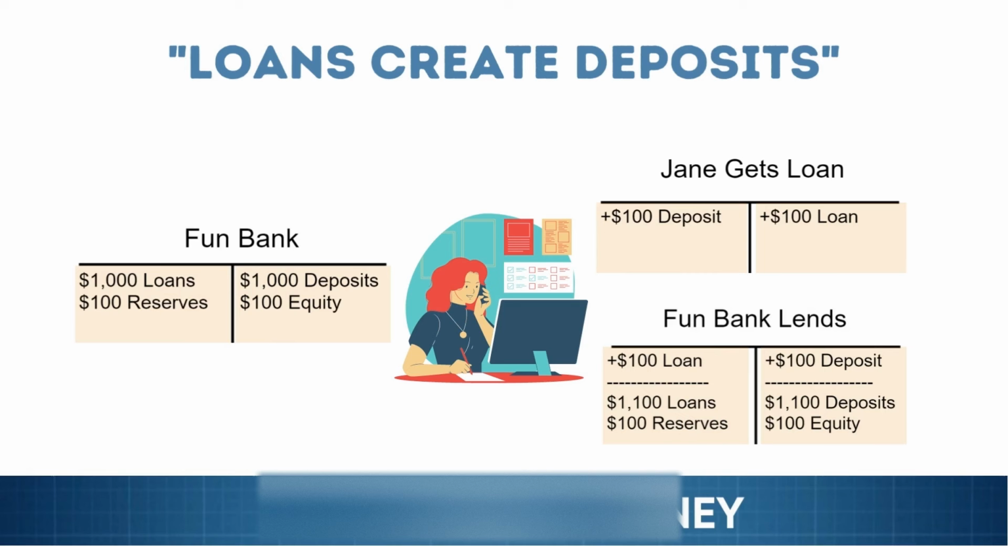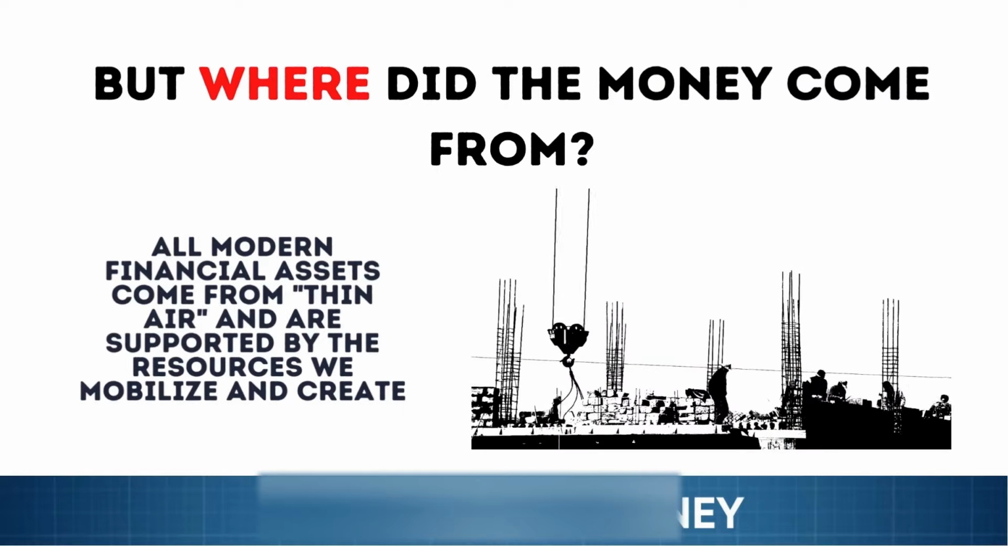In this example, we have Fund Bank, and they have $1,000 of outstanding loans, which are matched by $1,000 of existing deposits. They also have a $100 reserve requirement, and they've raised $100 of equity. If Jane were to come along to Fund Bank to get a $100 loan, this would result in 4 new accounting entries. A $100 deposit asset for Jane, a $100 loan liability for Jane, a $100 loan asset for Fund Bank, and a $100 deposit liability for Fund Bank.